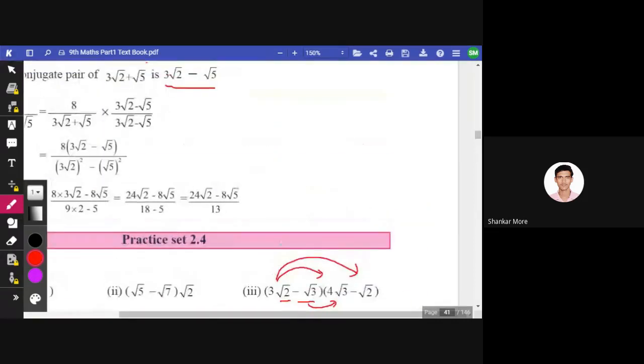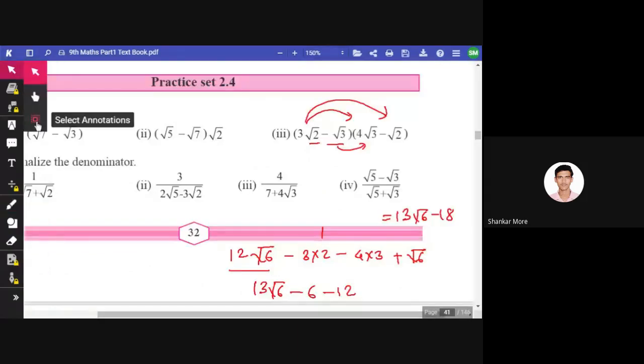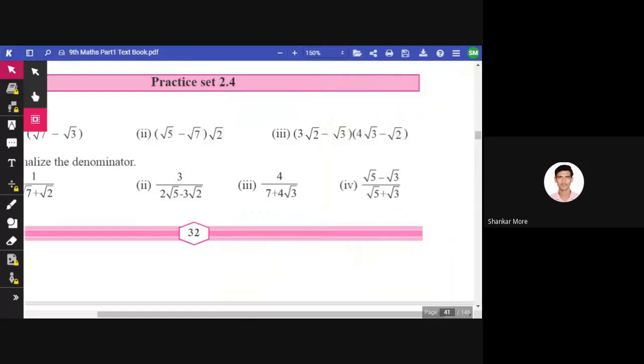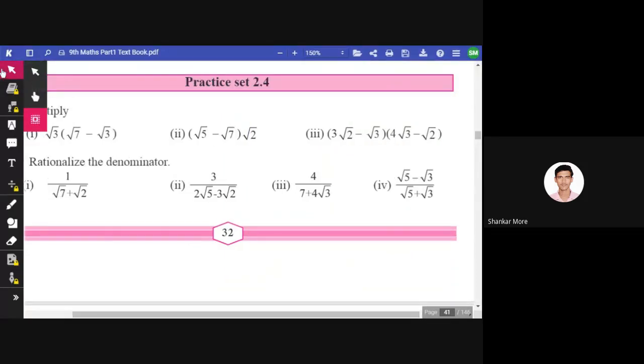So yeah, this is done. Okay, multiplication part is done. Now we will do the rationalization part. So for this, what will be the rationalizing factor, students? What will be the rationalizing factor? Write in the chat box. It will be what? You can write in the chat box. What will be the rationalizing factor? What do we have to multiply and divide by to rationalize the denominator here?